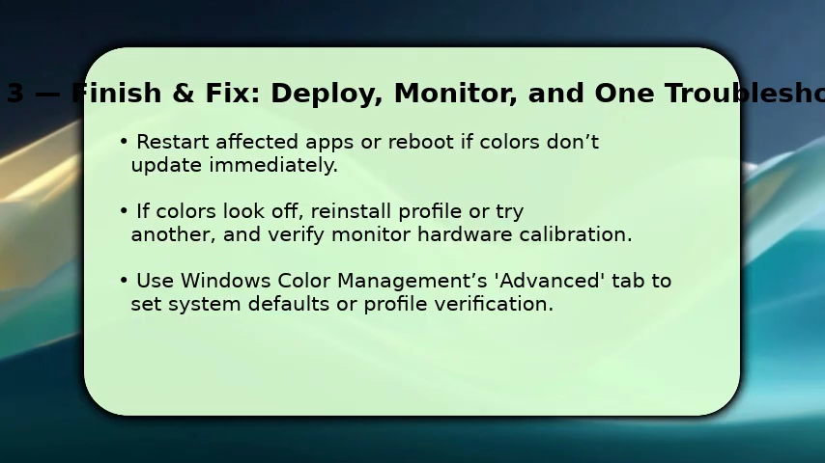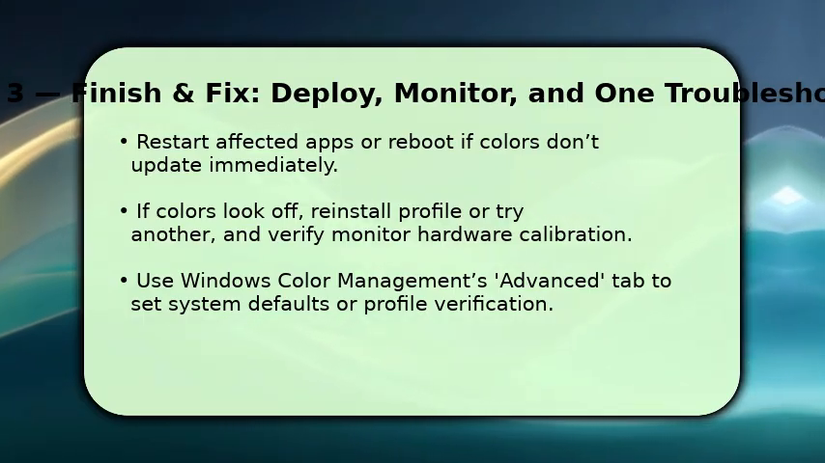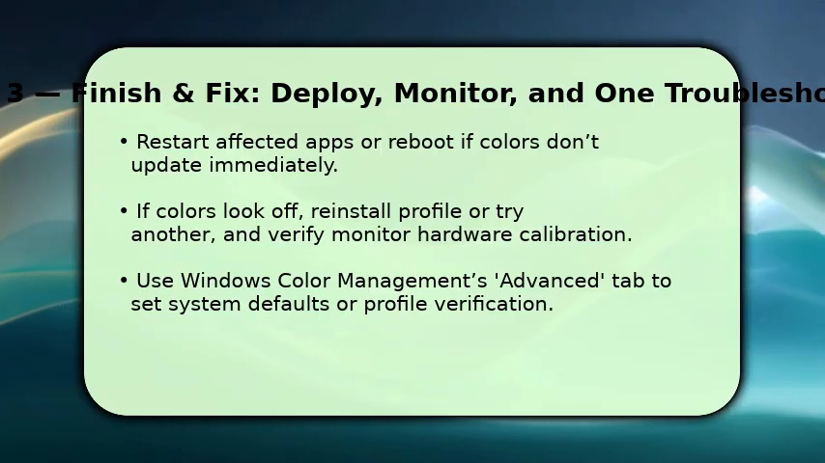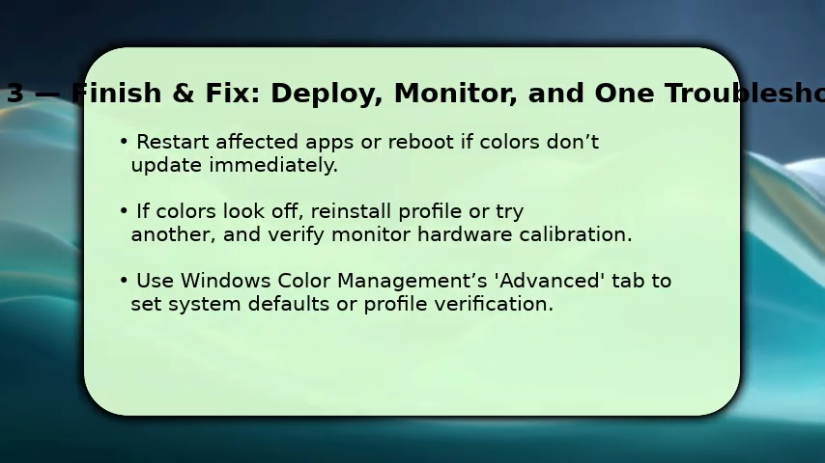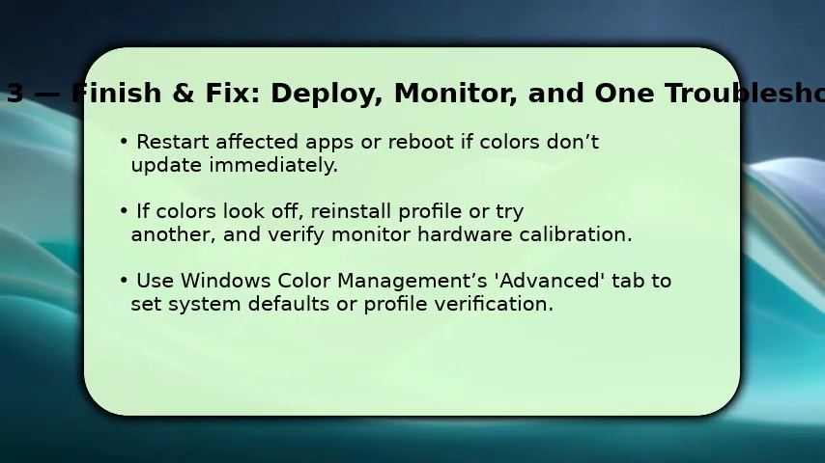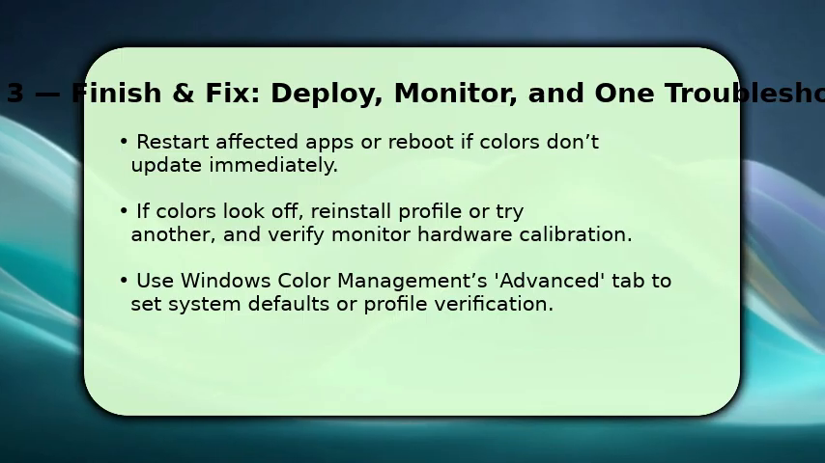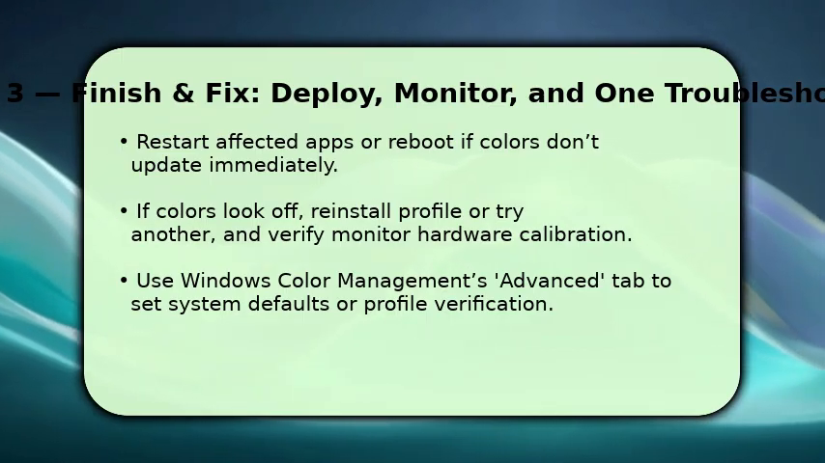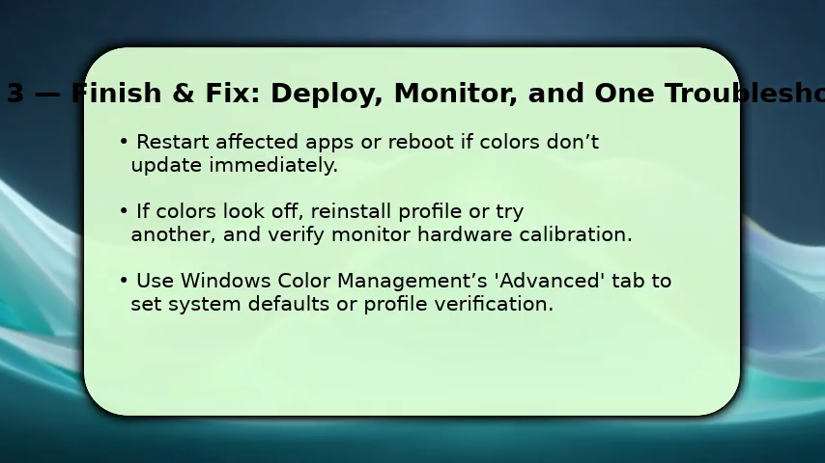If colors still seem off, remove the profile and re-add it, or try a different ICC file to rule out a bad profile. Also verify the monitor's onboard calibration or reset to factory if needed. Sometimes hardware settings override software profiles. For precise checks, open Color Management's Advanced tab to set system defaults. Run profile verification, and make sure the intended profile.